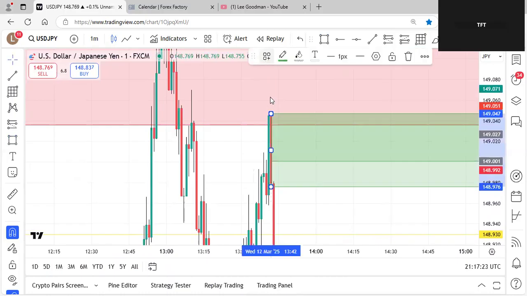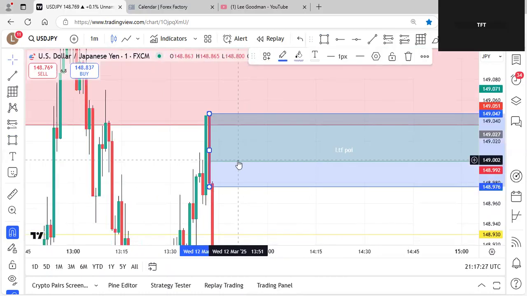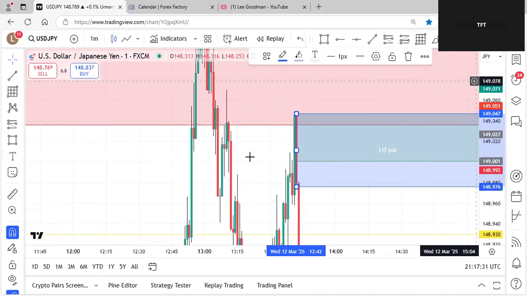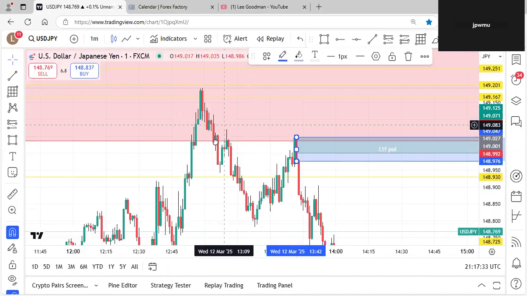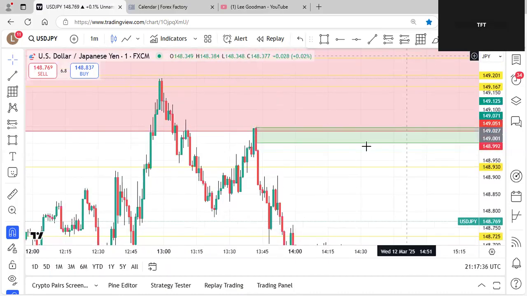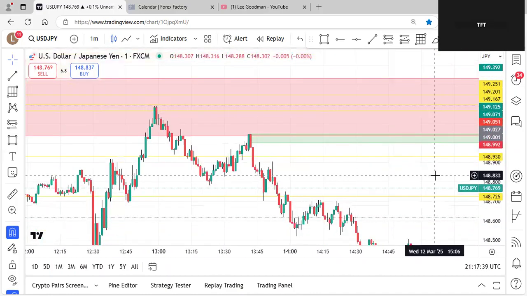So that's how I would mark it on the 1 minute, because again, it's the imbalance. So the stop loss would be nearly double the size on that one. Yeah, it's personal choice, mate. It takes a little bit of getting used to.